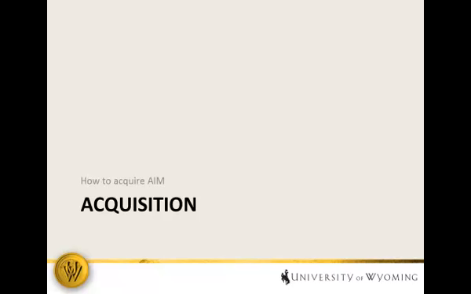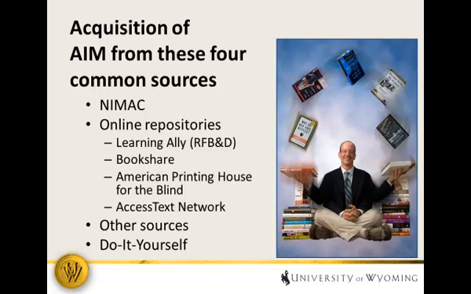How to acquire AIM. There are 5 common sources for acquiring AIM. The National Instructional Materials Access Center, or NIMAC, Accessible Media Producers, or AMPs, publishers via the Access Text Network, and do it yourself. The following is a summary of each source, the type of materials they provide, and a description of who is eligible to receive materials from them. In-depth information about the legal context was provided in Part 1 of the series.